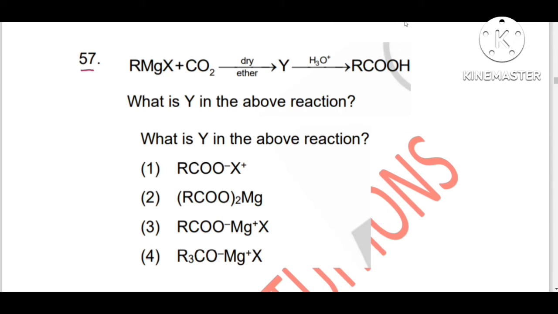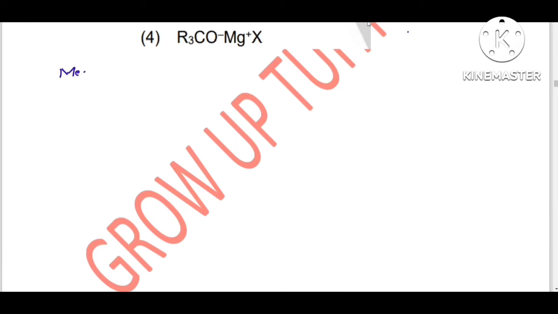Now let us discuss question 57. RMgX is called the Grignard reagent. When Grignard reagent reacts with carbon dioxide in dry ether, it forms Y. Y then undergoes reaction with H3O plus to form the acids. Here they ask the question, what is the Y in the above reaction? Now let us see the mechanism of the above reaction.